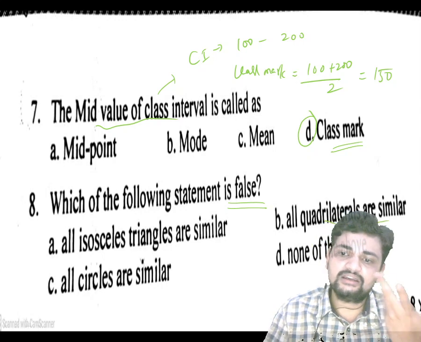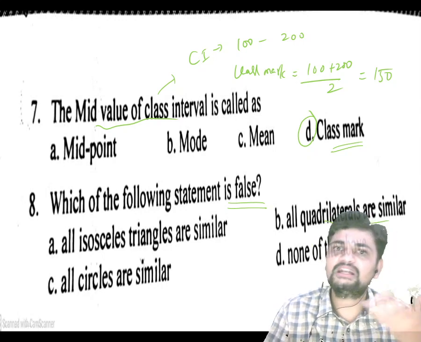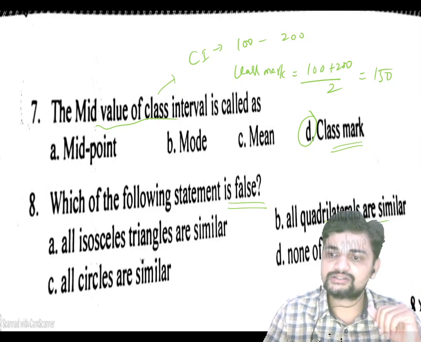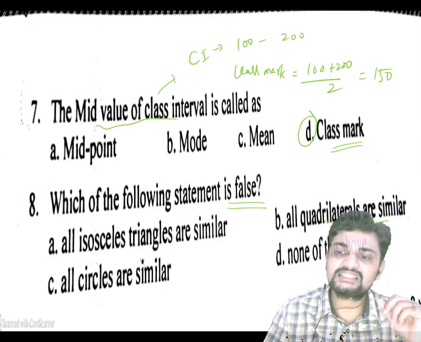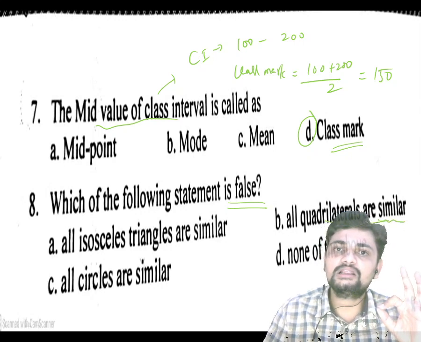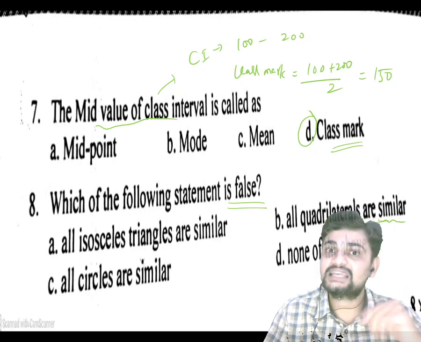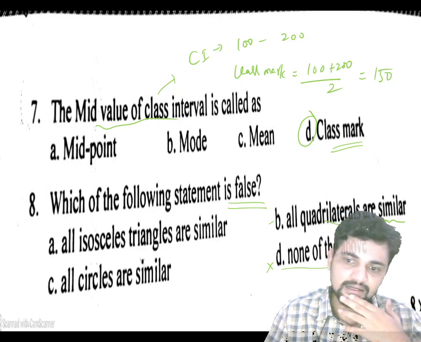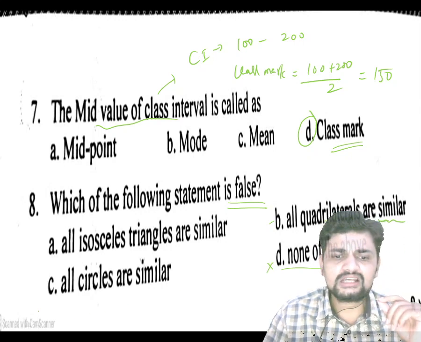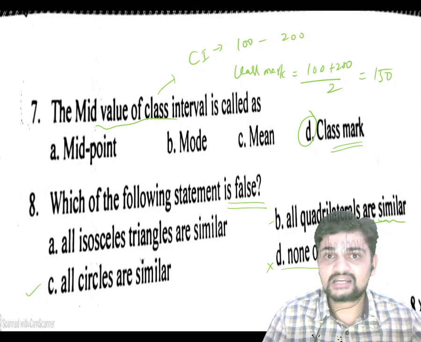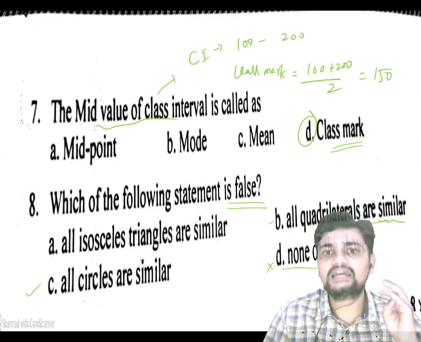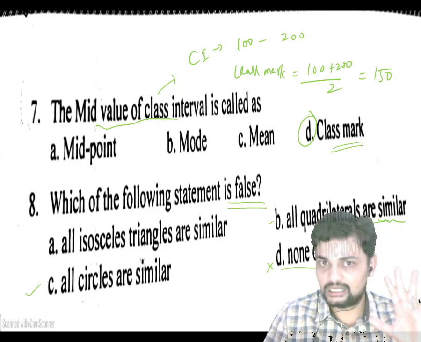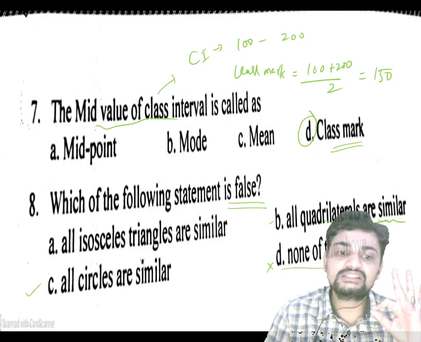All quadrilaterals are similar, possible, because we have multiple different types of quadrilaterals. We have a trapezium, we have a parallelogram, we have a rhombus. First of all, similar means two geometrical diagrams are said to be similar if they have the same shape. All circles are similar, which is true. All equilateral triangles are similar, all squares are similar, but all isosceles triangles are not similar. So the statement which is false is option A.